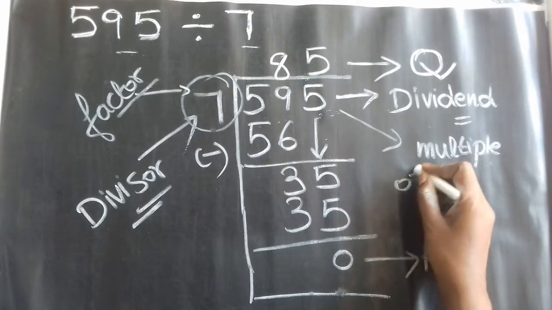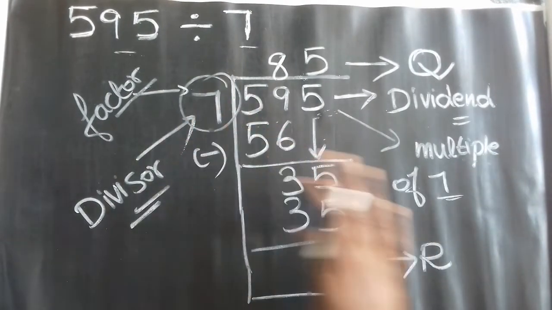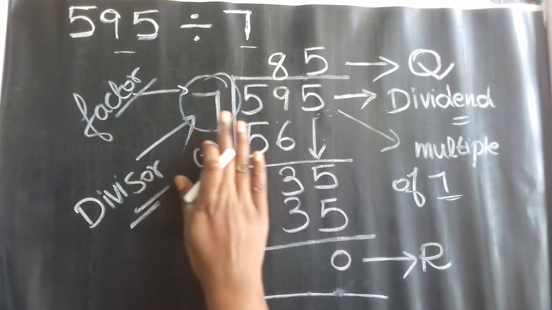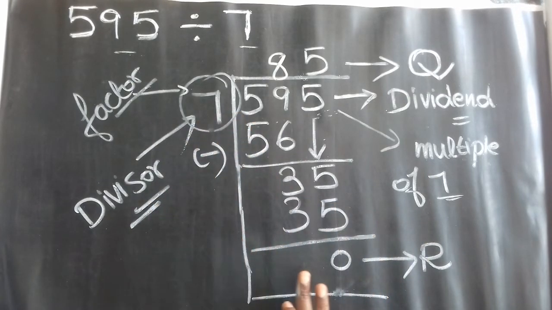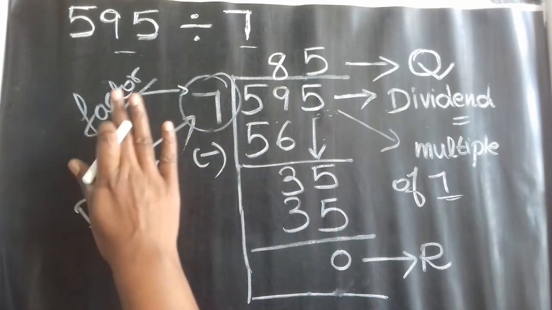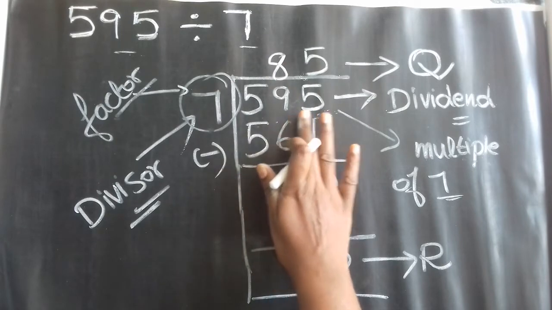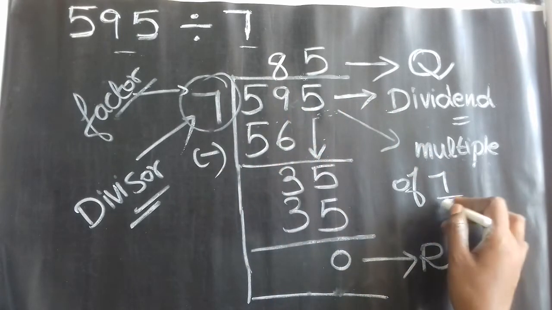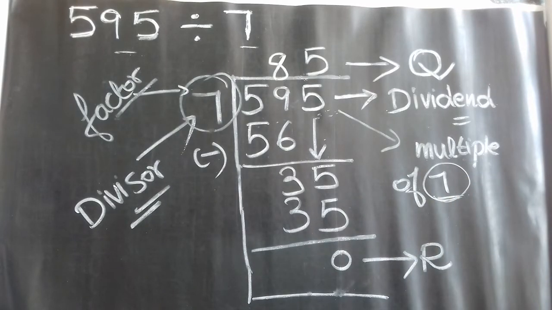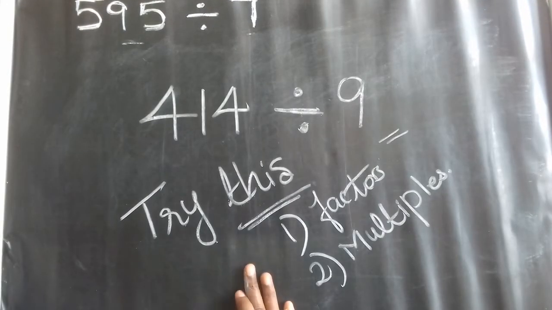Multiple of the divisor 7. So when a divisor divides a number such that there is no remainder left, then the divisor is called the factor of the dividend, and the dividend is called the multiple of the divisor. In this case, the divisor is 7. So in this session, we have learnt what are multiples and what are factors and their differences with few examples.